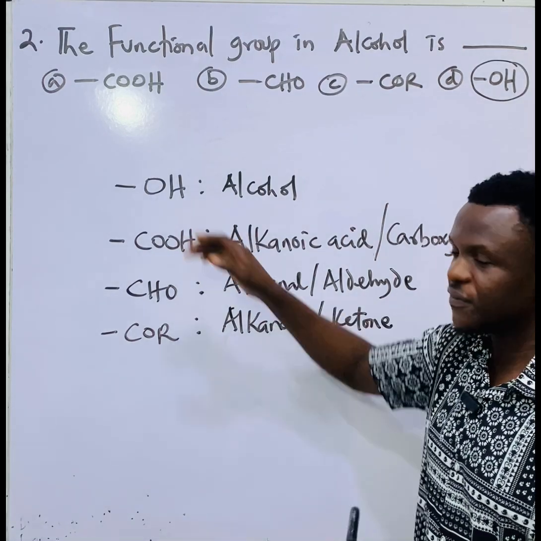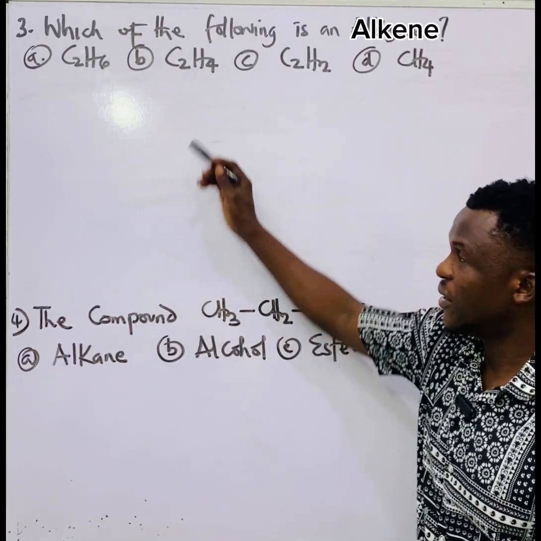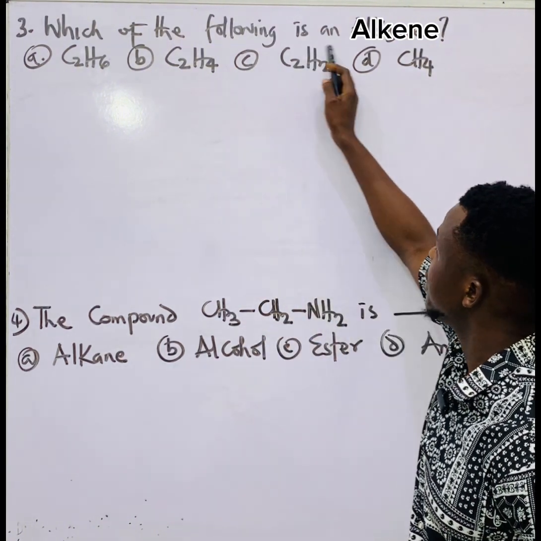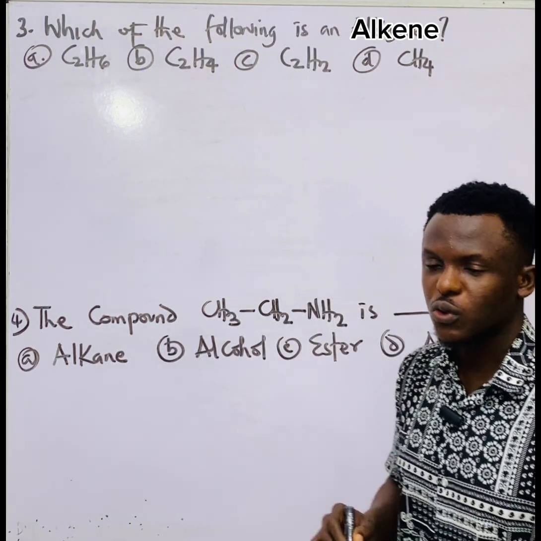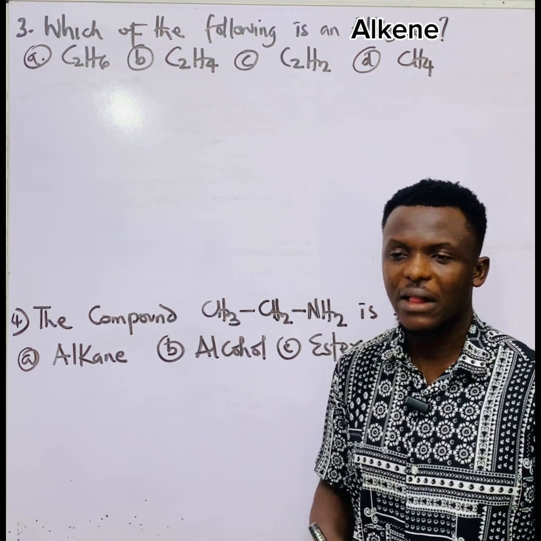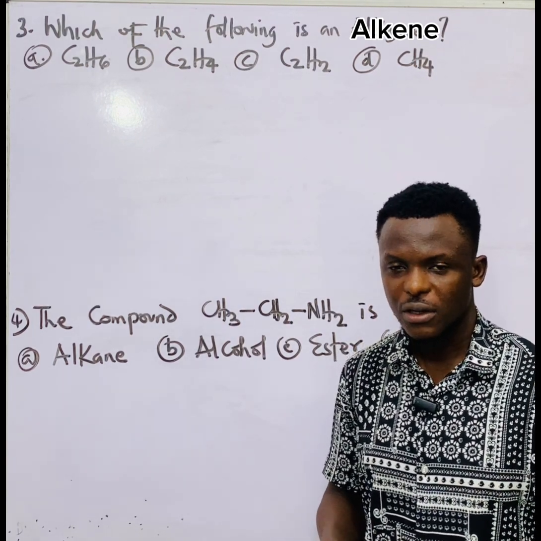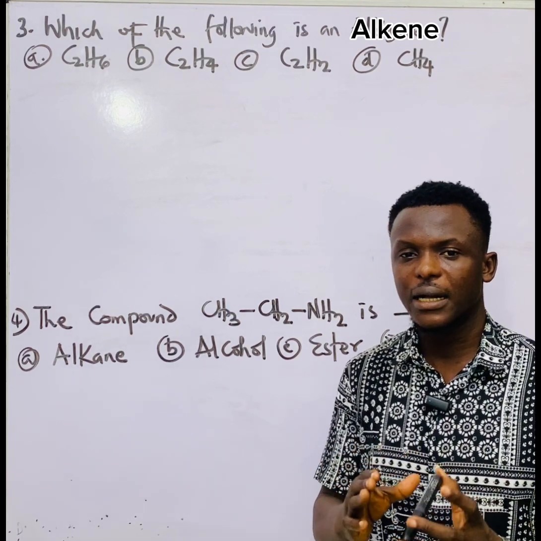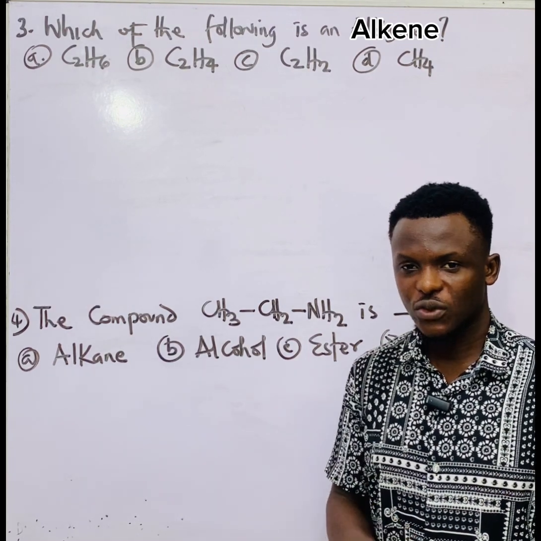Alcohol has the OH functional group. All right, we have another question here. The question says, which of the following is an alkyne? Now, it's important for us to know what alkynes are. Alkynes are hydrocarbons. Remember from question 1, I told us that compounds that contain only carbon and hydrogen are hydrocarbons.